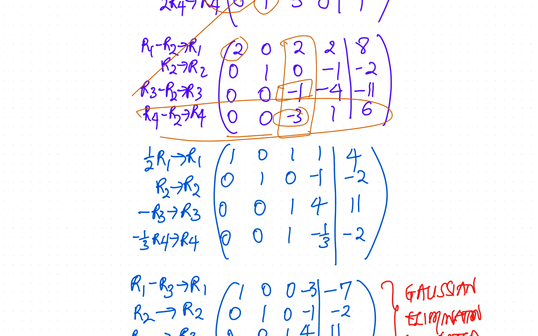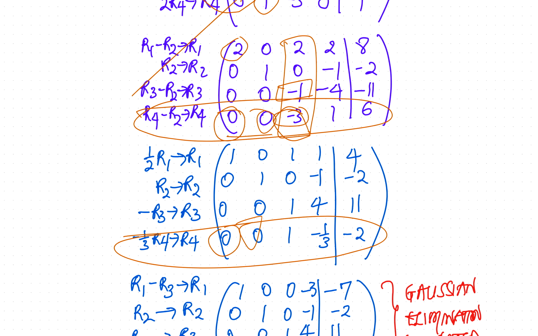So minus 1 over 3 times 0, 0. Minus 1 over 3 times 0, 0. Minus 1 over 3 times minus 1 over 3, that's 1. Minus 1 over 3 times 1 is minus 1 over 3. Minus 1 over 3 times 6, that's minus 6 over 3, which is minus 2. So that's why you have minus 2 here.